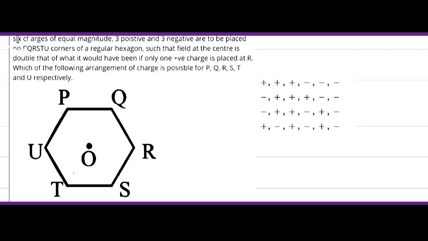In this problem, it is given that 6 charges of equal magnitude, 3 positive and 3 negative, are to be placed on the corners P, Q, R, S, T, U of a regular hexagon such that the field at the center, O, is double that of what it would have been if only one positive charge is placed at R. Which of the following arrangements of the charges is possible for P, Q, R, S, T and U respectively?